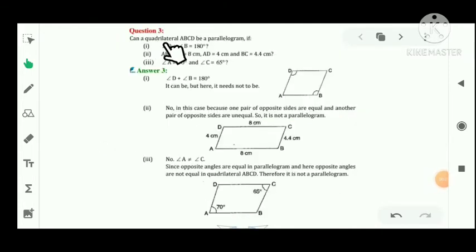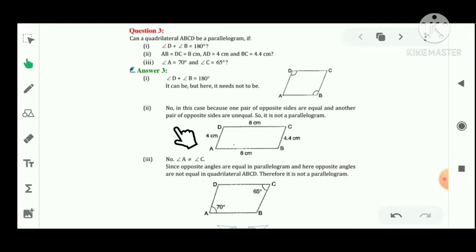Now students, let's see question number 3. Can a quadrilateral ABCD be a parallelogram if the first part is angle D plus angle B is equal to 180 degrees? Students, here you can see angle B is here and angle D is here, and they are opposite angles. As we know, the opposite angles are equal to each other in a parallelogram, but the equation given here is angle D plus angle B is equal to 180 degrees. So it is not necessary that we have to apply this equation in this parallelogram.